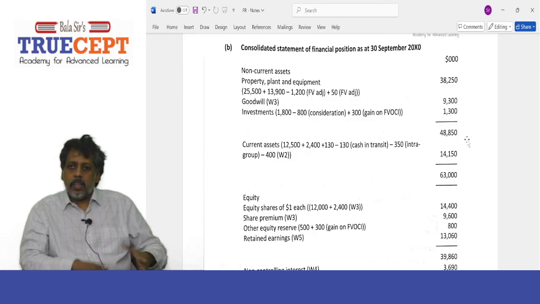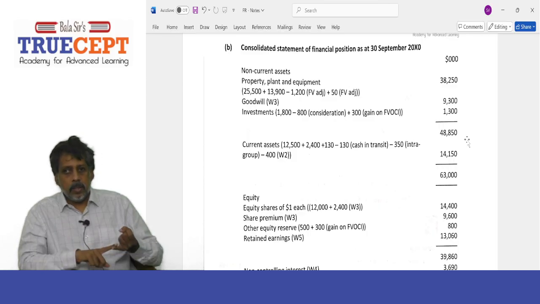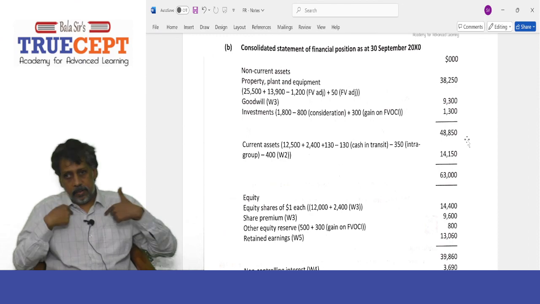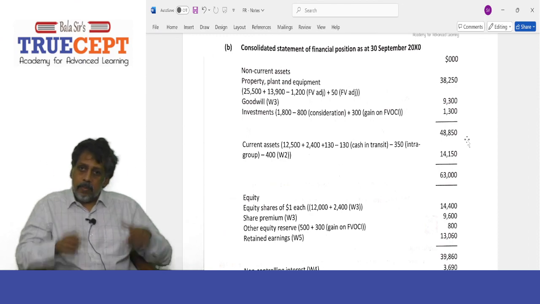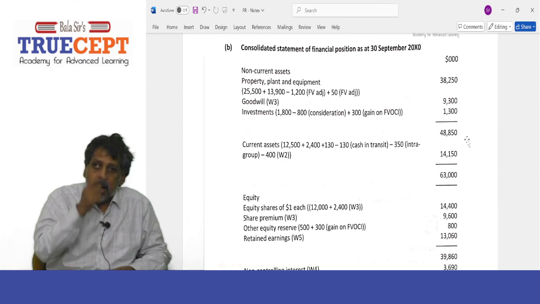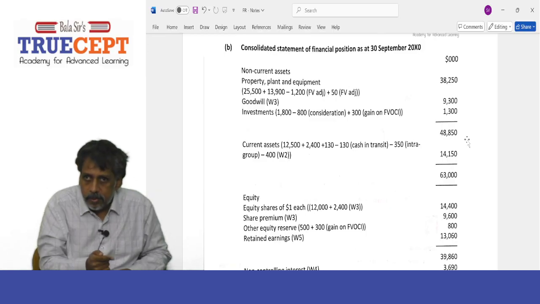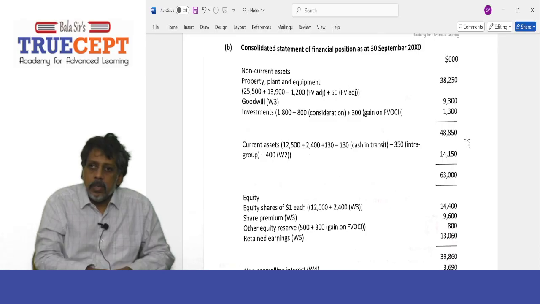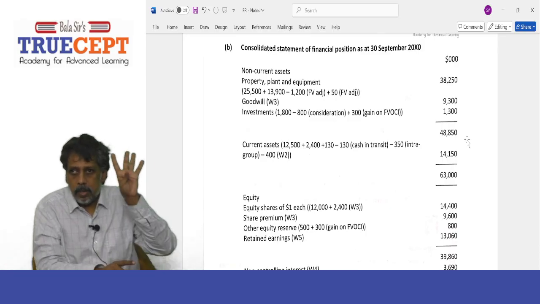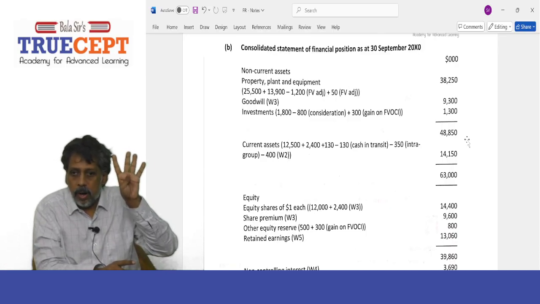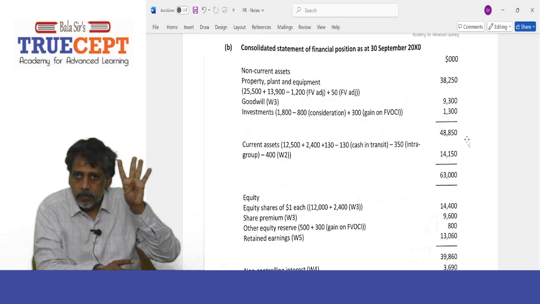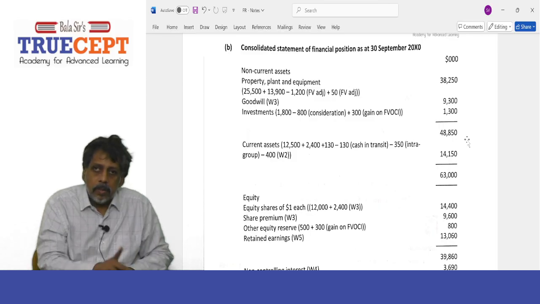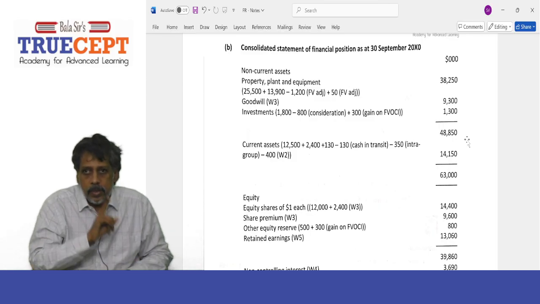Now, tell me what is my current assets, Renuka? 12,500. This amount will include my inventory. And that inventory, what I bought from you, includes unrealized profits, right? That means my inventory is valued above cost. So you should remove the profit. Profits how much? 400. That should anyway be subtracted. Okay, no problem. Then I'll come to the 350, 130, 130. What is happening?